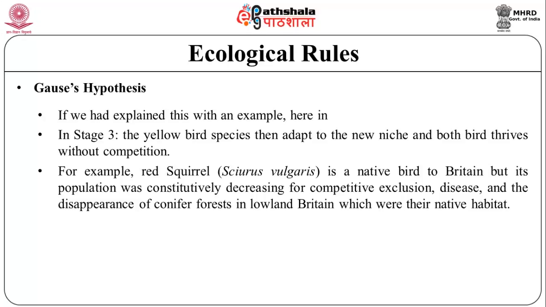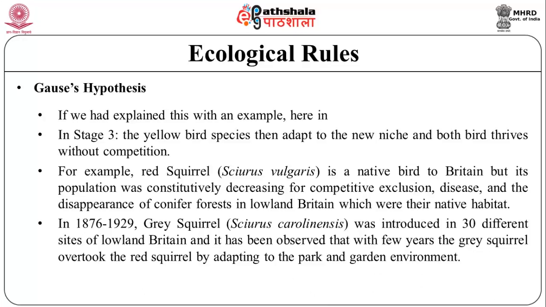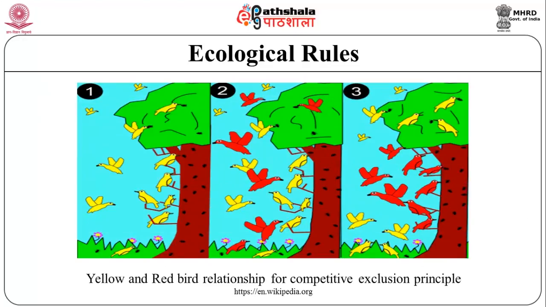For example, the red squirrel is a native species of Britain, but its population was consequently decreasing due to competitive exclusion, disease and disappearance of conifer forests in lowland Britain, which were their native habitat. From 1876 to 1929, the grey squirrel was introduced in 30 different sites of lowland Britain, and it has been observed that within a few years the grey squirrel overtook the red squirrel by adapting to the park and garden environment. Here in this figure you can see the yellow and red bird relationship for the competitive exclusion principle.